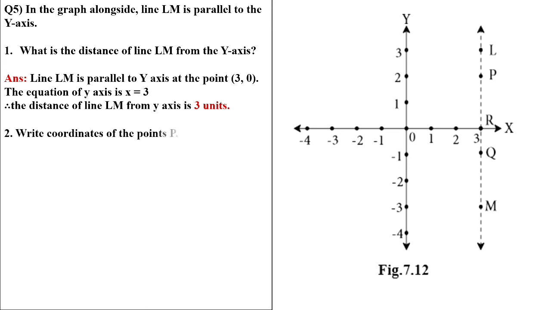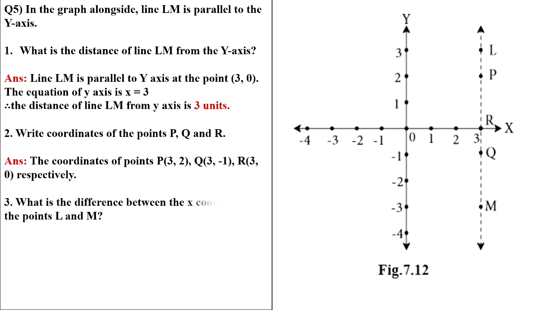Understood? Now student, if you see the second one, write coordinates of the points P, Q and R. So the points are given, we have to write the x coordinate first, then y coordinate second. So point P, if you see, x coordinate is 3 and y coordinate is 2. Q, if you see, the x coordinate is 3, y coordinate is minus 1. For the point R, which is lying on the x-axis, it means x coordinate 3, y coordinate will be 0.